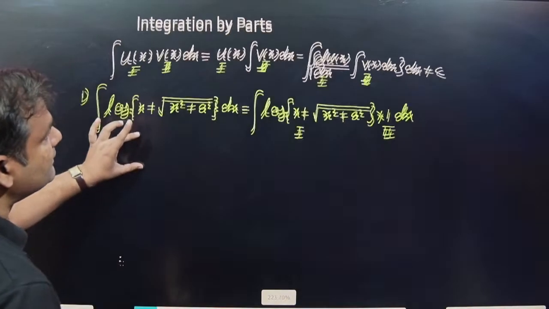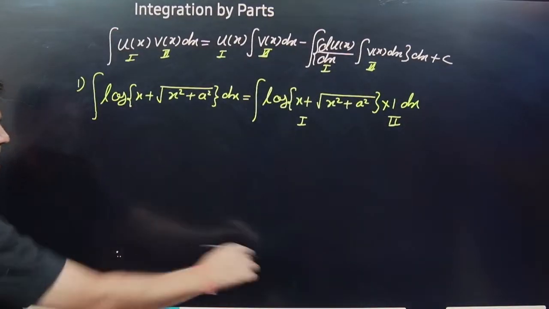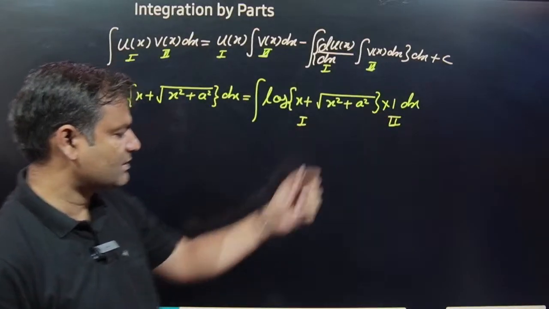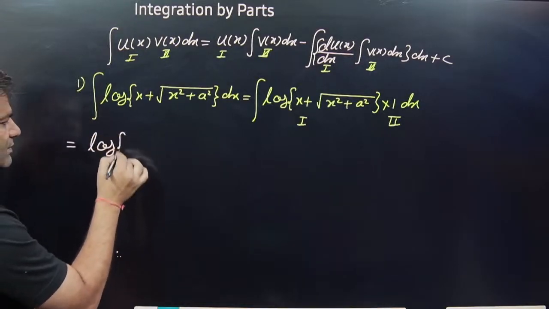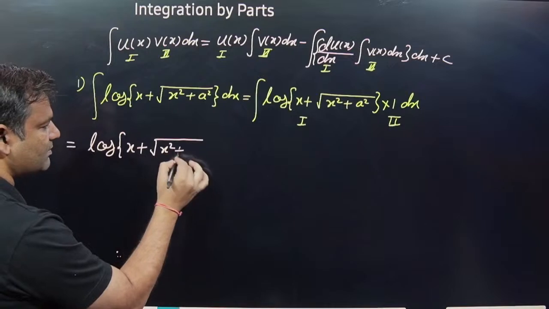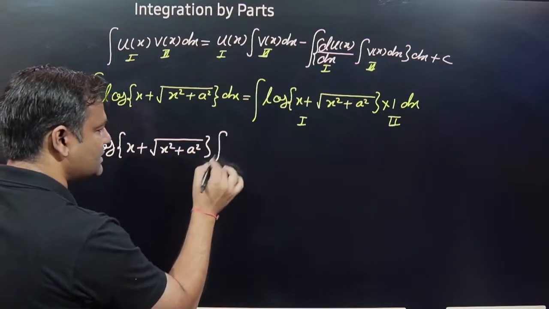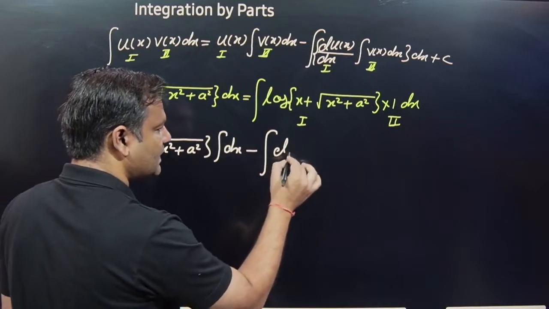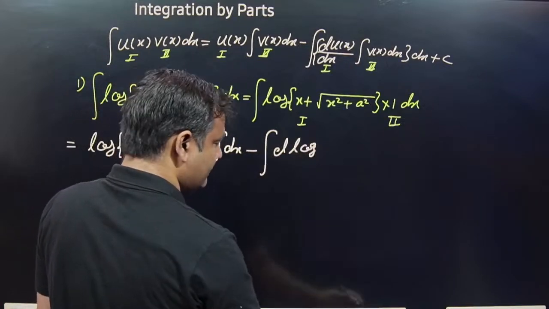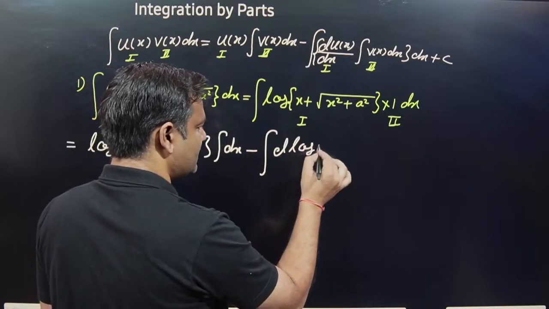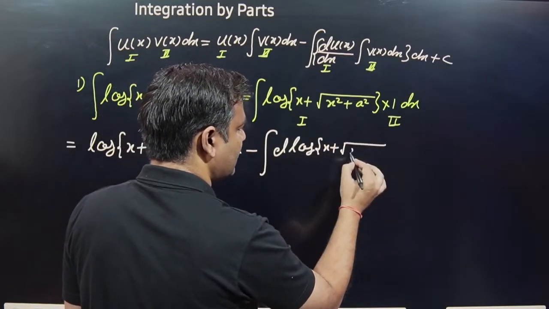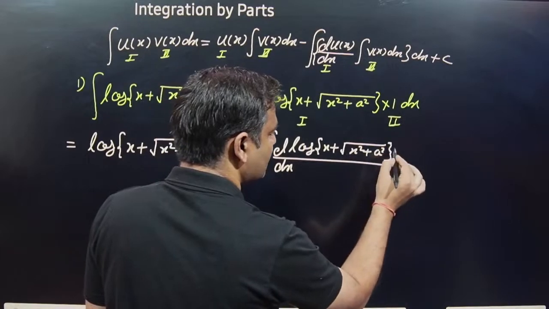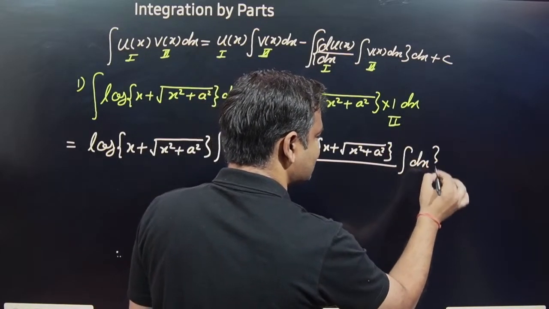Look, now this first function into integration of the second, simply written here log of x plus under root x square plus a square into integration of 1 dx, which is simply x, minus differentiation of log of x plus under root x square plus a square into x dx. Clear?